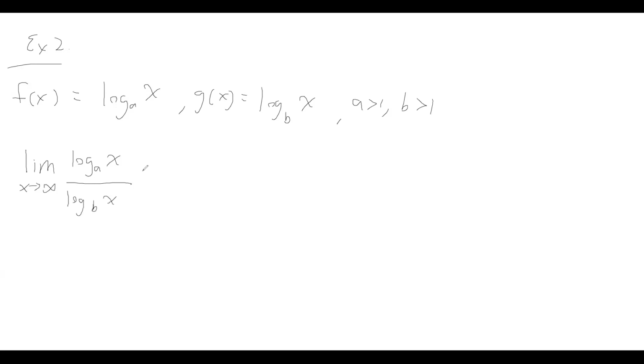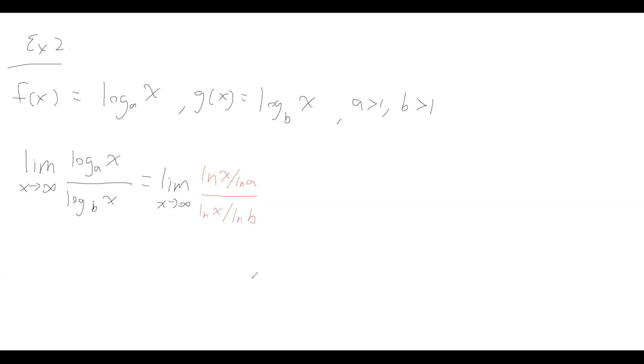All right, now, of course, again, if you just evaluate at infinity, you get infinity over infinity. But in this case, we actually don't want to use L'Hopital's rule. We want to use the change of base formula. Right? Hopefully, you guys remember change of base. Right? And we are going to rewrite them as the same base, base e, or natural log. Right? So ln of x over ln of a, all over ln of x over ln of b.